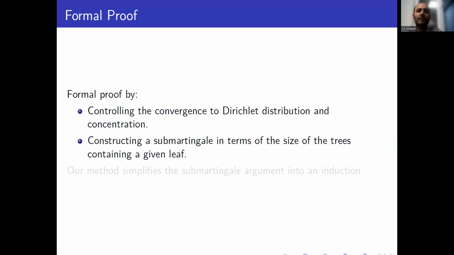Okay, the rigorous proof. First, Aldous proves this convergence to the Dirichlet distribution, and then Aldous uses a martingale argument. He constructs a martingale in this splitting process, a sub-martingale in fact, and he uses the optional sampling theorem to prove the inequality. But in the improvement that I will explain, I have also simplified Aldous's method. Instead of the sub-martingale, it's enough to use a simple induction. So there is no martingale needed in my proof.